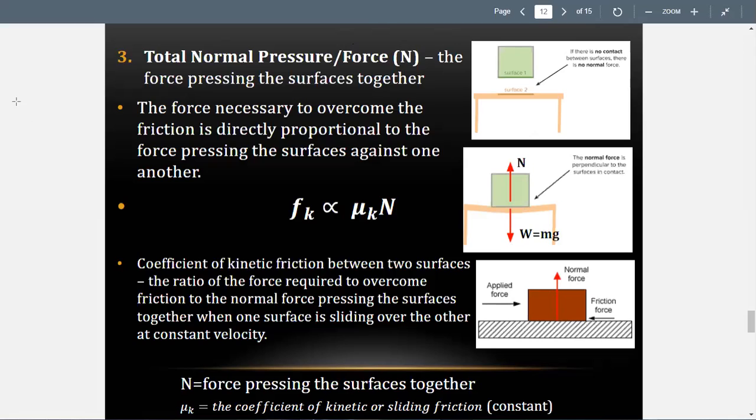So let's say we have a diagram here. So this is placed on a table. Which is easier to pull?